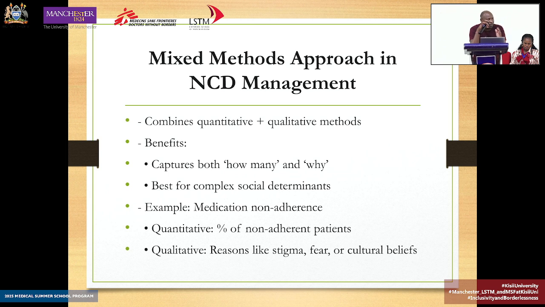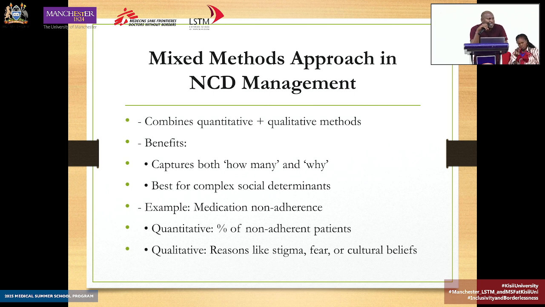So they play a complementary role when you are getting information, because qualitative and quantitative, they both capture how many is quantitative and why. The why question now brings in the narrative. Best for complex social determinants.